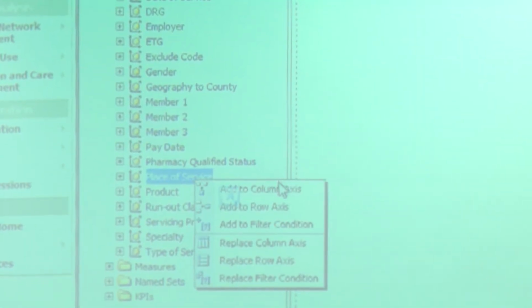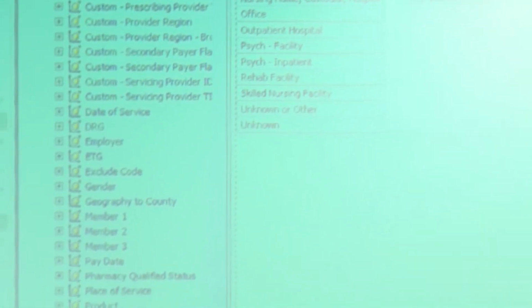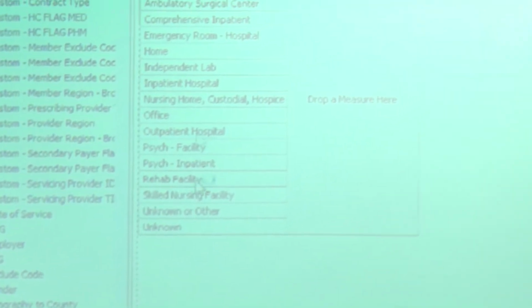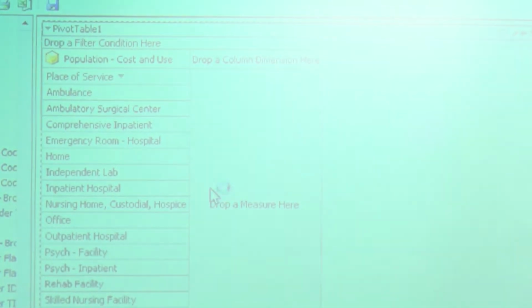So if we took place of service, something we haven't done before, add it to the row column, and then look at, okay, where's all my money going? I'd go into population service, total standard cost, and you can actually see where all your money's going. We can almost guess where that's going to be at the hospital, but let's see what it looks like.